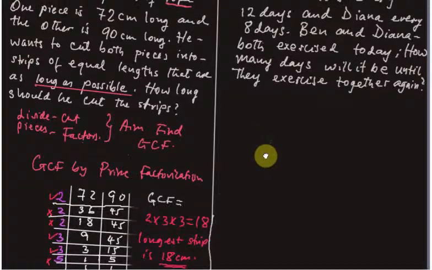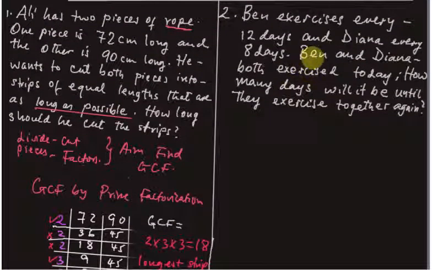Let us move to the second one. Ben exercises every 12 days and Diana every 80 days. Ben and Diana both exercised today. How many days will it be until they exercise together again? Now you see here, we are looking for when the event will reoccur, when the event will happen again.